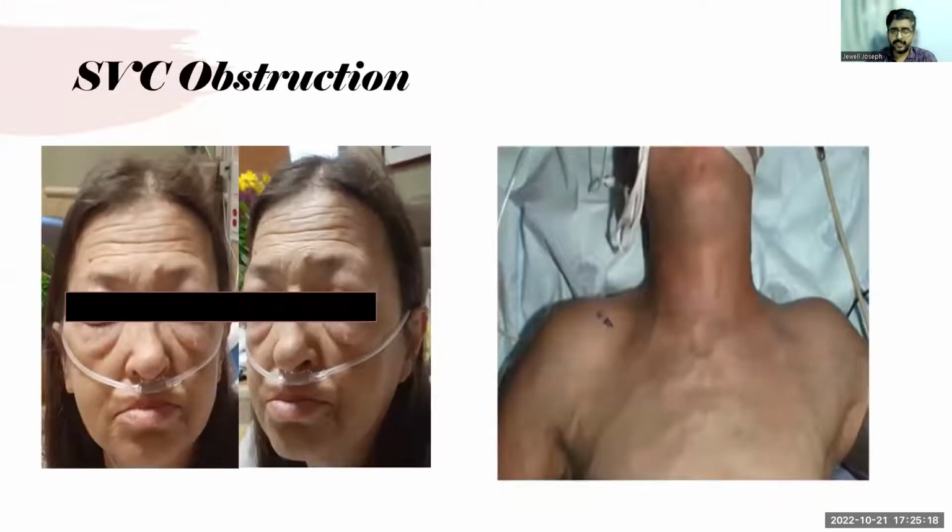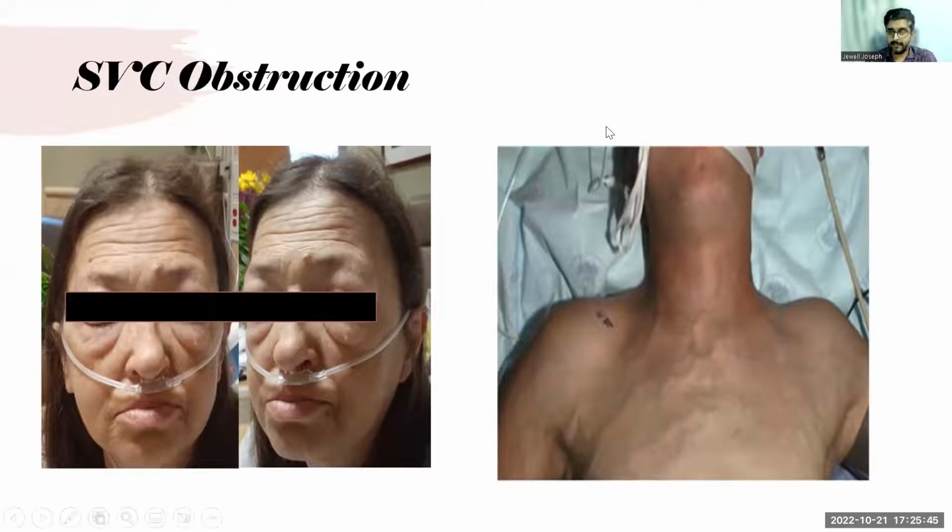So another important thing, we are coming into the vascular emergencies. One of the important things that we see is SVC obstruction. You must all be very familiar with this condition. You must have all seen this. This is the typical finding of an SVC obstruction. There will be dilated veins in the upper chest, and there will be facial edema. There will be conjunctival edema. In severe cases, there may be cerebral edema as well. So this is the clinical picture that we usually see in SVC obstruction.